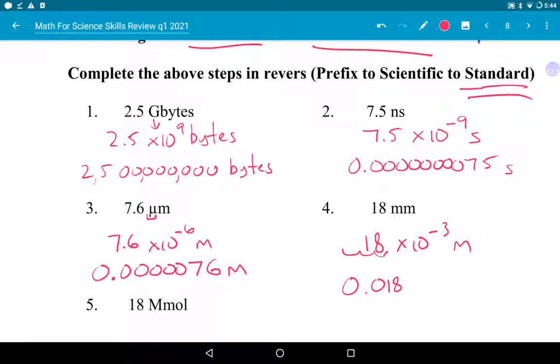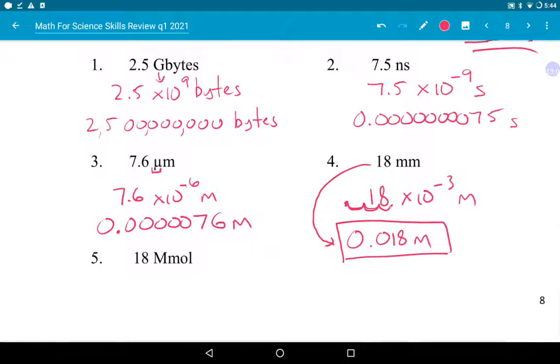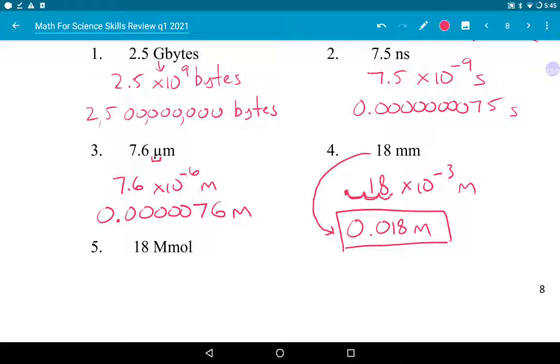You can still do these decimal moves if you need to, but once you get the hang of it, you don't really need to do it as much anymore. Okay, so 18 millimeters is 0.018 meters, and you can see that this is actually another way to do unit conversions. When you're working with length units or time units, metric unit conversions can be done with prefixes, and understanding the relationship between any two prefixes.